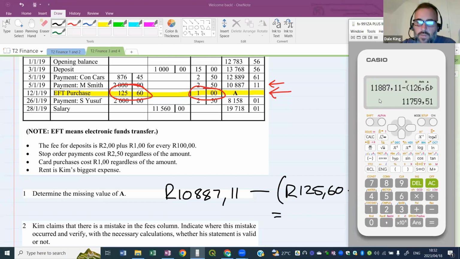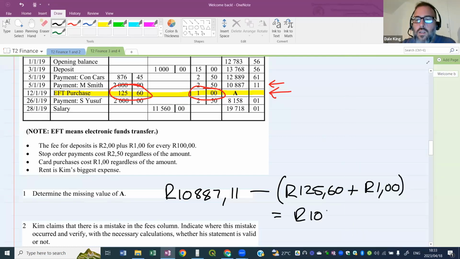Okay, whoopsie, my value is wrong. Oh, I can see Tiamo is already typing again. I better put this in. All right, so it's 10,887. Subtract the 2 fees. Let's see what we get. All right, there we go. 10,759 and 51 cents. Well done. Okay, good job. All right.